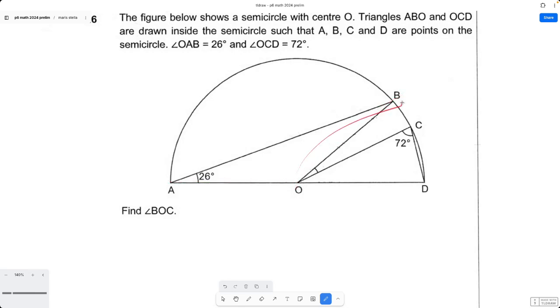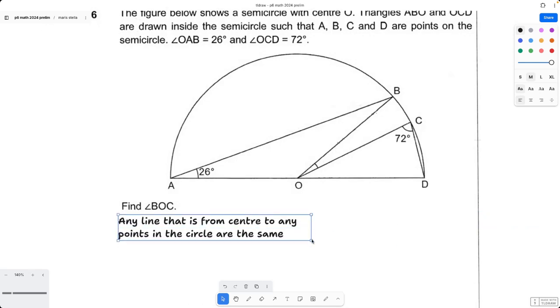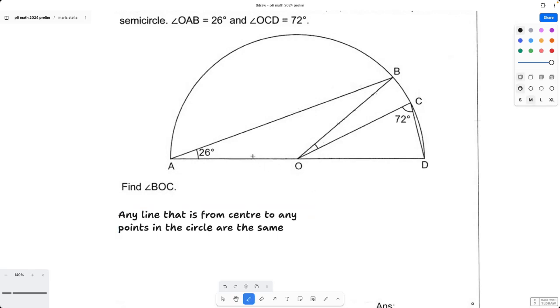So one thing to take note is that for any radius, any line from the center to any point in the circle, they are the same. So that means this over here is equal to this.